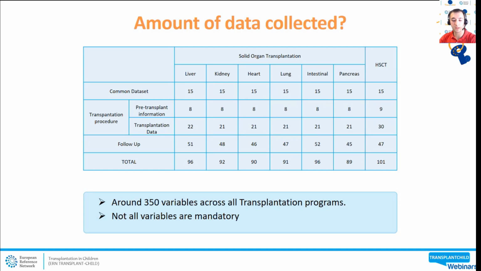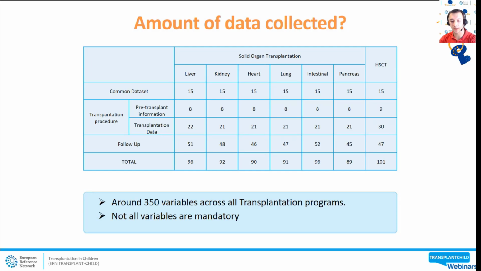So this is a brief summary of how many variables you could expect to actually need to fill in for an individual patient. All in all, it depends on the transplantation program, and of course it may be a bit more complicated if the transplantation is a combined one, but it is reasonable to expect the number of variables to be a bit less than 100 for each patient.